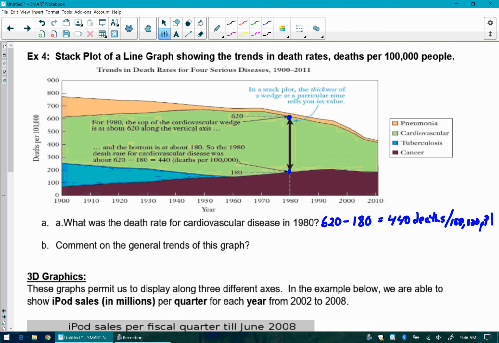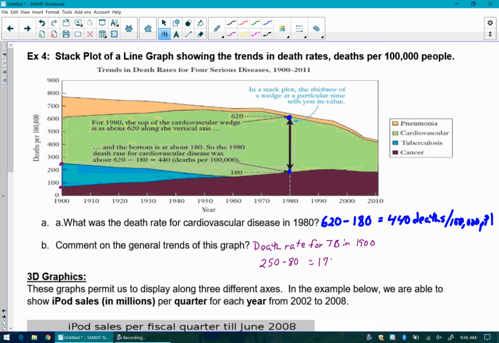If I wanted to know what was the death rate for TB in 1900, I would need to read the top and the bottom of that wedge. So here's my bottom portion. Here's my top portion. I would probably estimate that bottom portion to be somewhere between 75 or 80, for example, okay? And then the top up here, that's about the halfway mark, so I'd probably estimate it to be 250. So I would say 250 minus, let's say, 80. If I have 250 minus 80, that gives us 170.